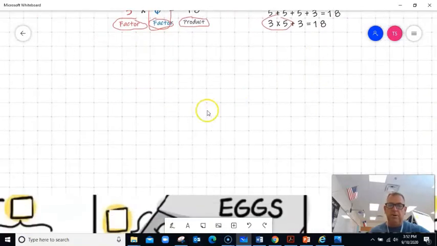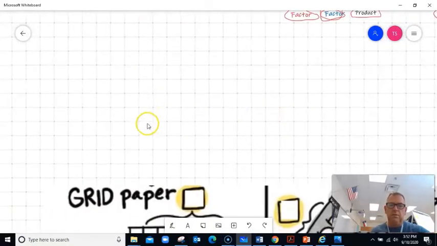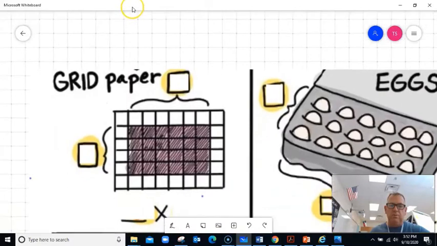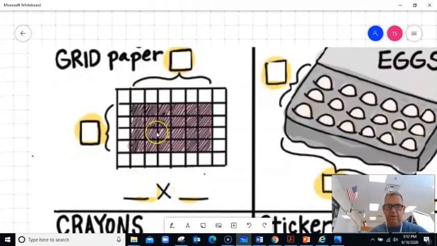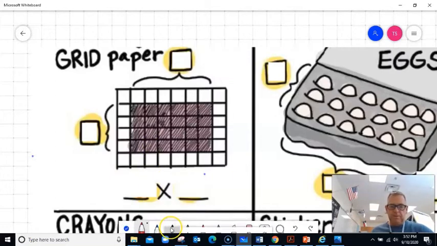These are real-world problems. This first one is really more of, we're talking about arrays. This is really an area model, which is basically the same thing as an array, except on the area model it covers the whole area of it, but still has all the same rules. So let's go ahead.